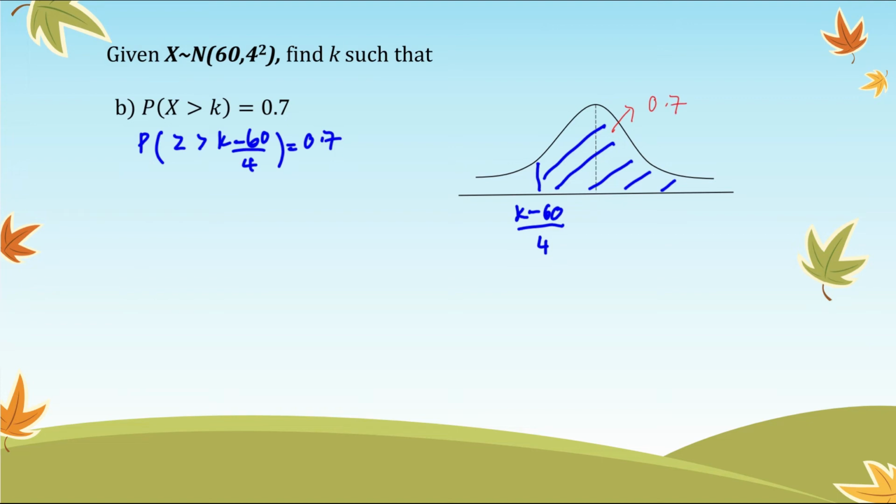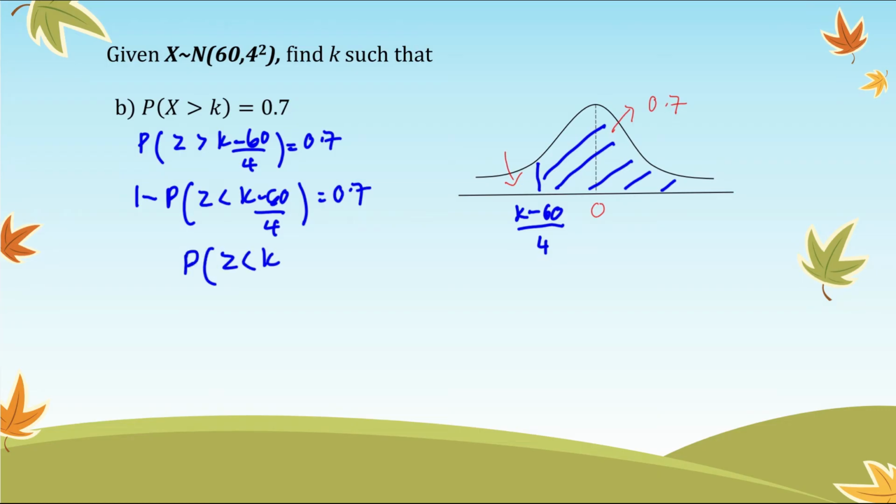This is the area that we will get, 0.7. Now because our value is on the left side of 0, we have to subtract this area. So what is the value for that area? We can use 1 minus P(Z less than or equal to (k minus 60) over 4) equals 0.7. Therefore, our probability now will be equal to 0.3. This part is 0.3.